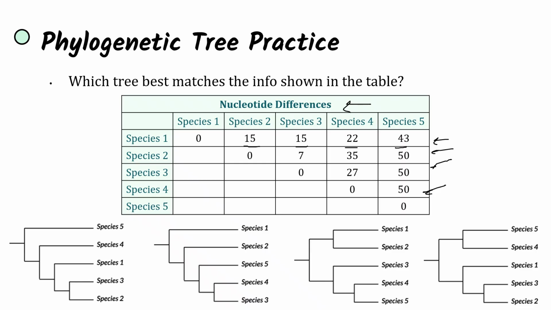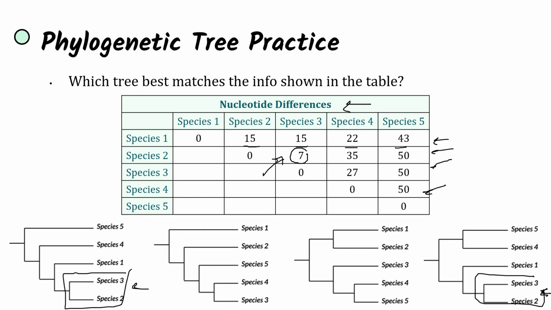Now we can see which two species are the most closely related. That's going to be species 3 and species 2 that only have 7 nucleotide differences. So in the sequence of DNA, there are only 7 nucleotide differences between them. So let's look at our trees and let's find where species 2 and species 3 are going to be the most closely related. And we can see two options here where they're going to be sister taxa, and also over here where they're sister taxa.